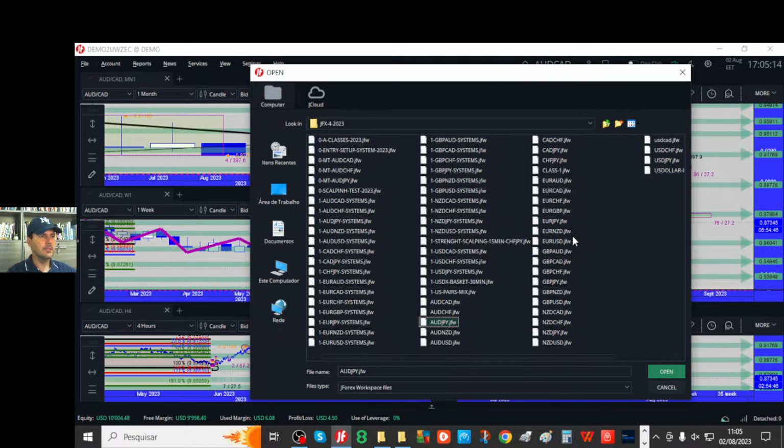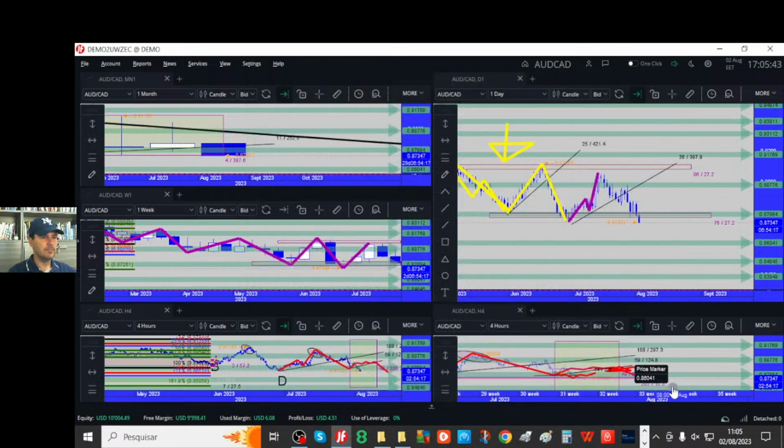Alright? GBP AUD, GBP CAD, GBP CHF, GBP JPY, GBP NZD, GBP USD, NZD CAD, NZD CHF, NZD JPY, NZD USD, USD CAD, USD CHF, USD JPY, and if you are very hungry, you can ask for the US dollar index, which I don't recommend because this is an advanced tool. Alright?